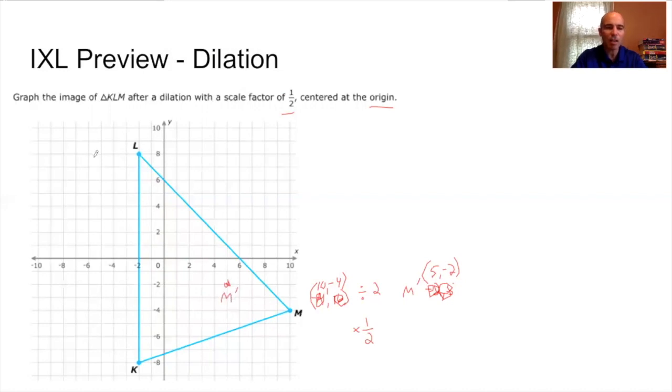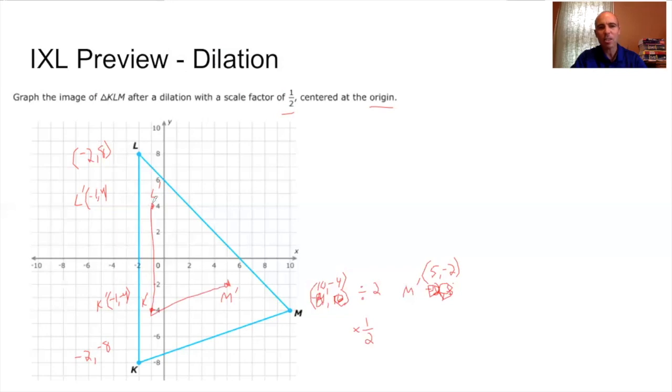And then the L, all right, if our original point was -2, 8, all we're going to do is multiply both of those by 1/2, and we are going to get the new L, which is -1, 4, right, which will go right here, new L. And then same thing for K. If our original was -2, -8, right, we just divide both by 2. We get our new K is -1, -4. The new K. All right, and here we have it.